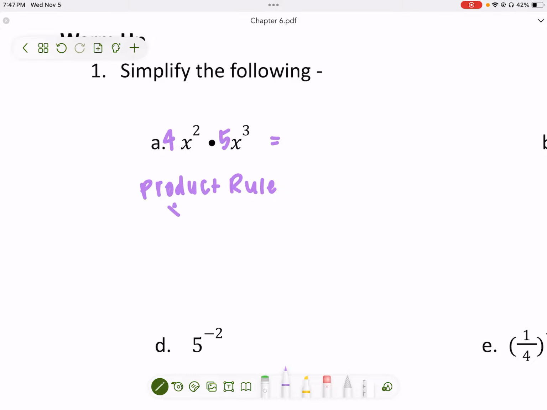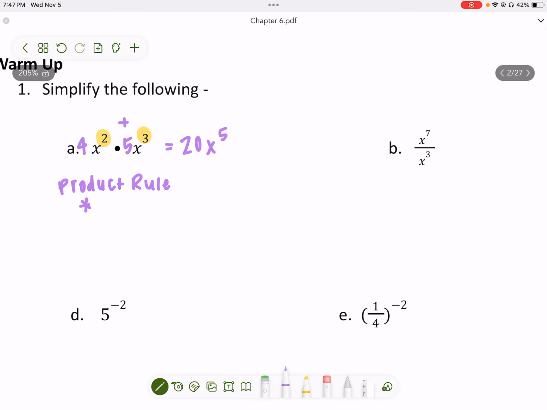So product rule, like product suggests multiplication. So the 4 and the 5 will get us a 20. But the thing that doesn't multiply is actually in the exponents. The exponents are going to add. So we're going to actually have x to the fifth. So that's important for the product rule. Yes, the coefficients multiply, but the exponents are going to add.